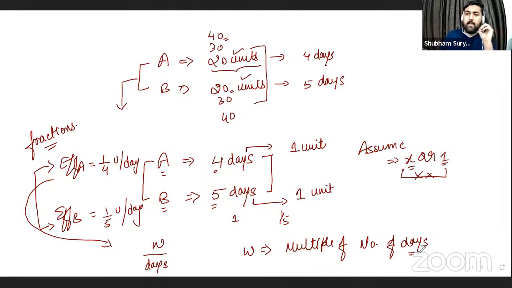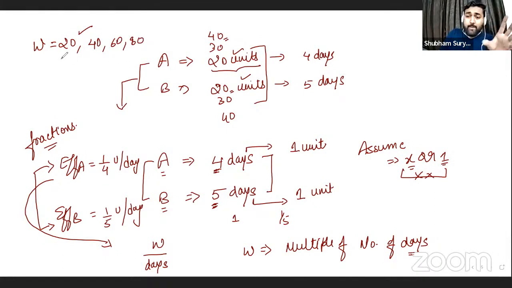For example, if you have been given that person A takes 4 days to complete the work, person B takes 5 days to complete the work, and the work is not given, you can assume the work to be something. Now the work has to be a number which is a multiple of 4 as well as 5. So it could be the number 20. You can take 20 and solve it, or you can also assume the number to be equal to 40, 60, or 80.